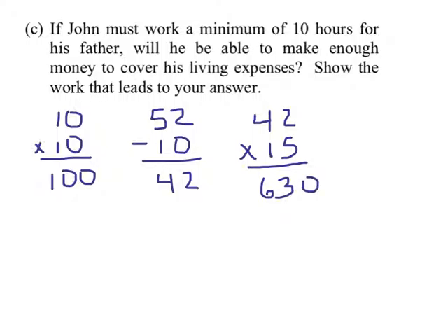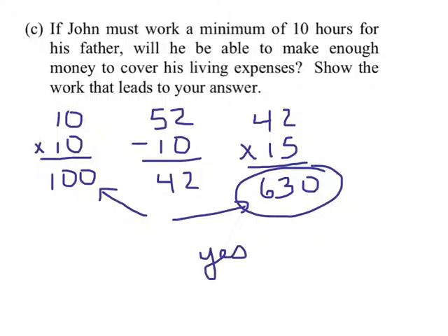If he does 10 hours, he makes that amount from Dad. He already made 630 the other way, so clearly this already beats the minimum of 600. So yes, no problem. How much more can he work than 10 hours for Dad? That's the big question we're going to get into in the coming parts.